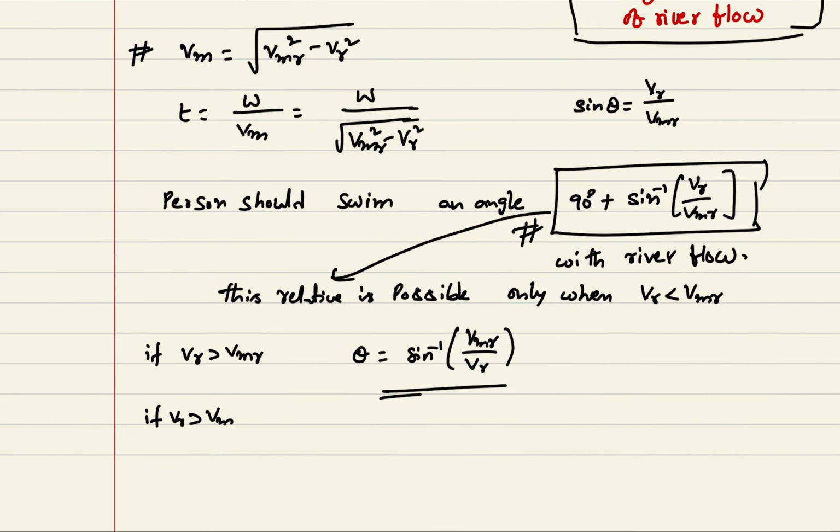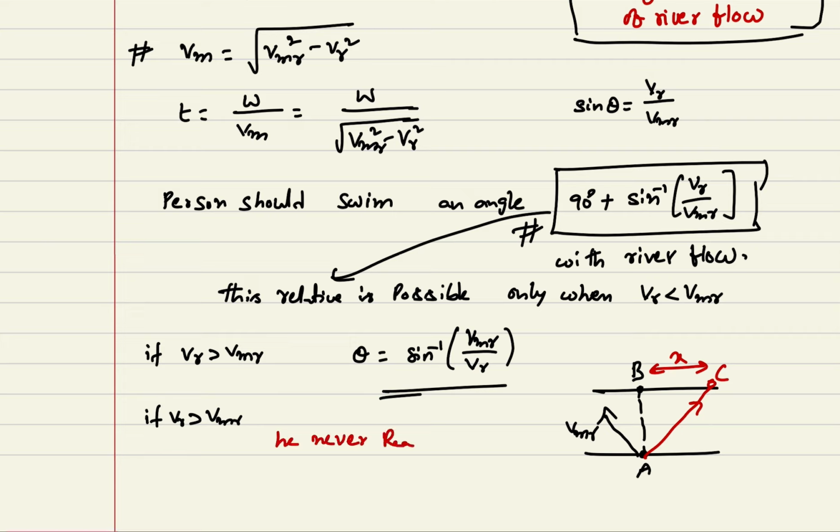In this case, if VR is greater than VMR, whenever he is moving with velocity of man with respect to river like this, he never reaches point B. Always he will reach some other location, point C. Always X will be there. If VR is greater than VMR, he never reaches B. These are some points I have given for the riverboat problems.